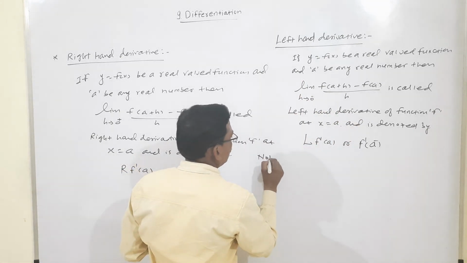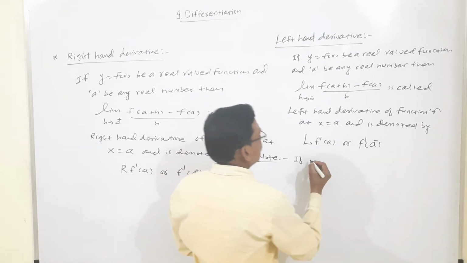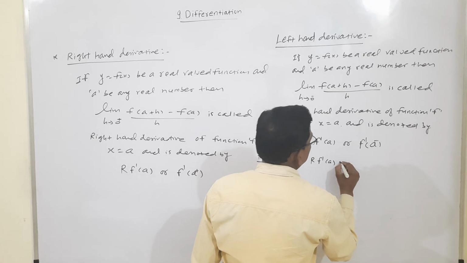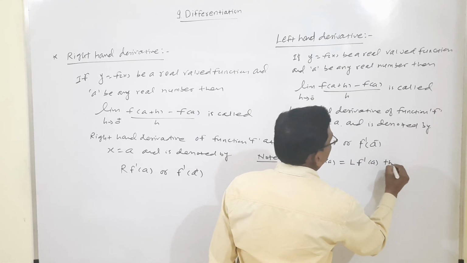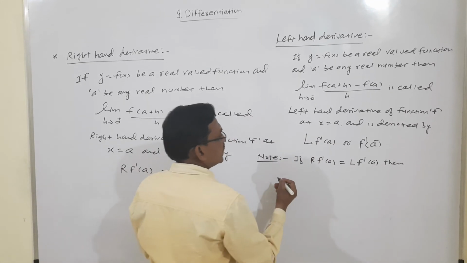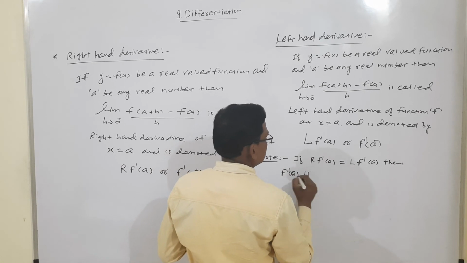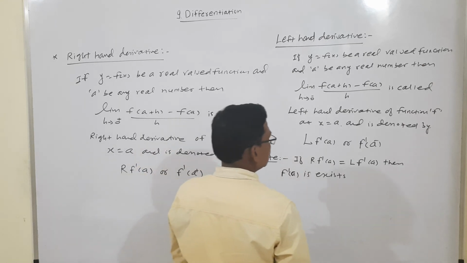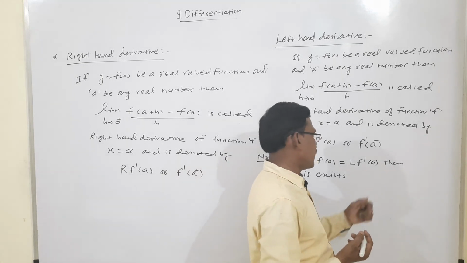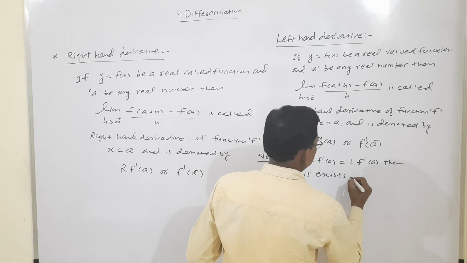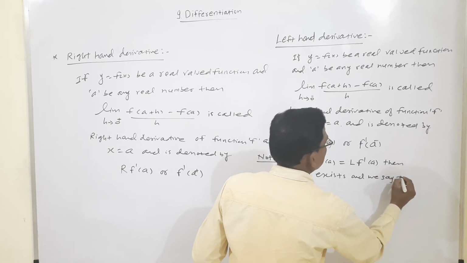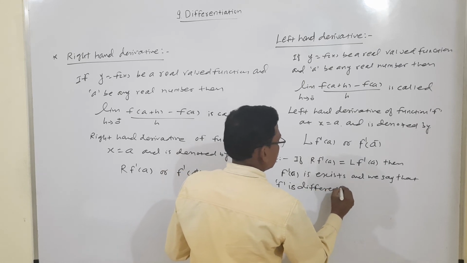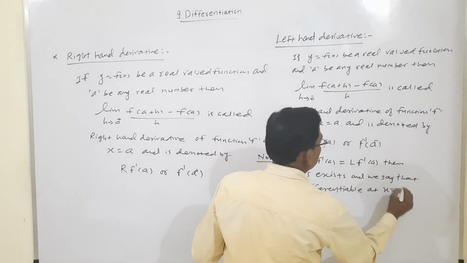Write down a note here. Note: if the right hand derivative is equal to the left hand derivative, then f dash a exists. The derivative at that point, f dash a, exists, and we say that the function f is differentiable at x equal to a.